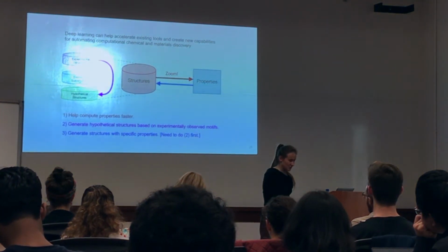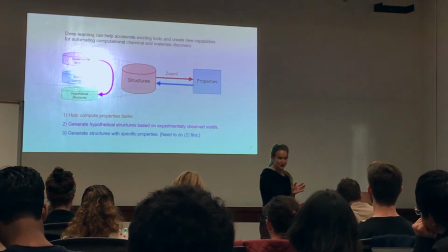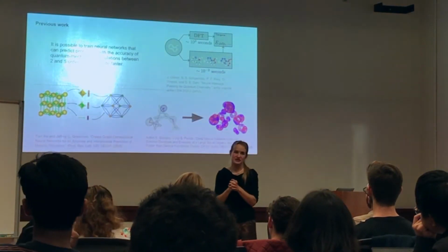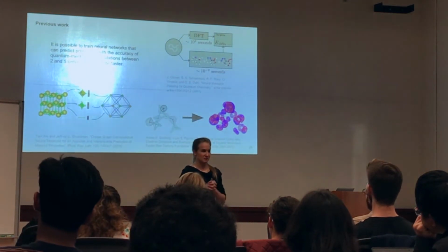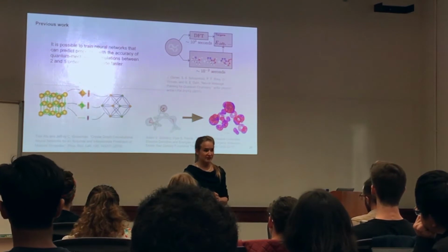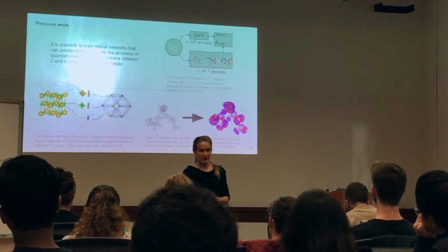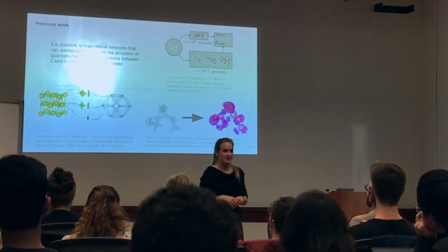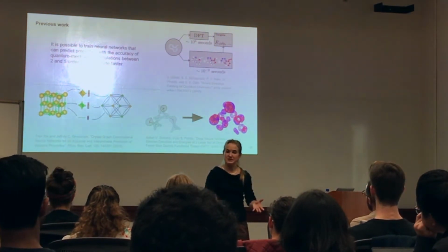Okay, so just to show that I'm not crazy, I'm going to show you what's in the existing literature of what people have done so far. People have actually demonstrated that you can train neural networks to basically predict properties that come out of quantum mechanical calculations. And they can do it with the same level of accuracy, about 2 to 5 orders of magnitude faster. Now, of course, there's a couple asterisks on this.